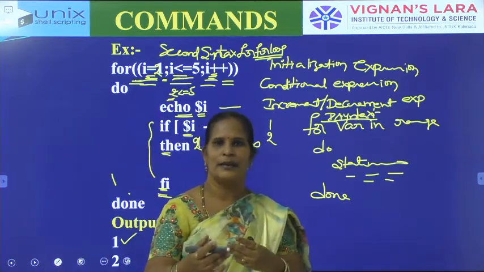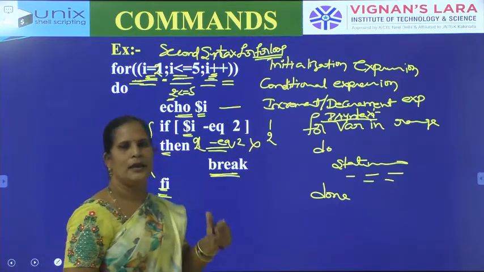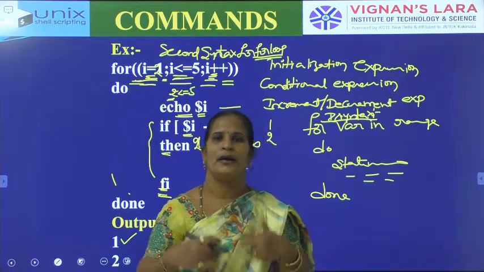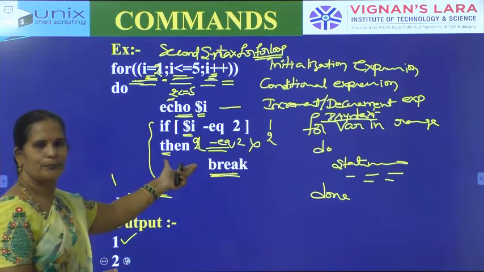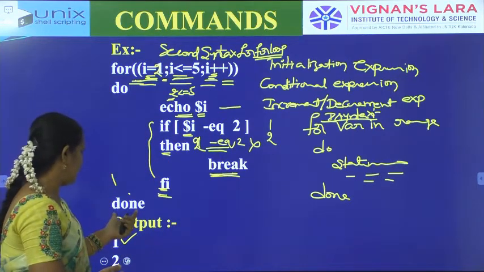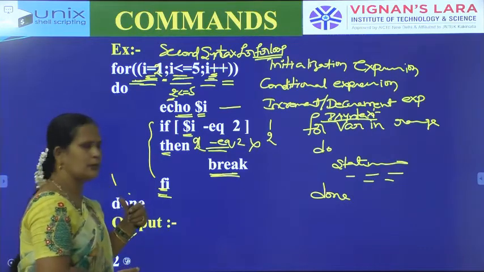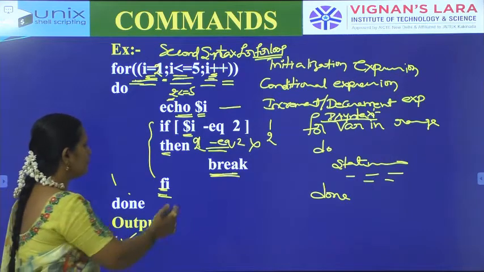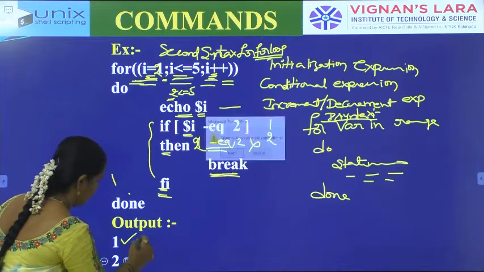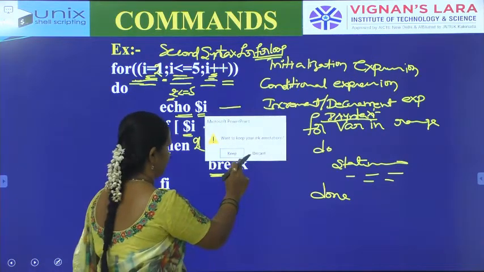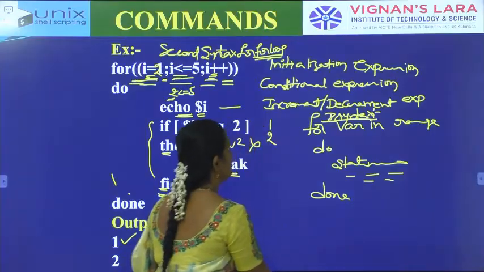Actually the series is from 1 to 5. The final value of I is 5 and the initial value is 1. If we specify break, it completely comes out of the loop. It is going to print only the values 1 and 2, and then it completely comes out of the loop; there is no statement after the for loop. So this is the importance of the break command. Next, the second command is the continue command. The main importance of the continue command is that it is used to resume. It is going to resume the iteration of the loop.